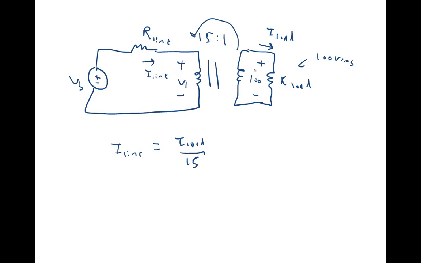You could also reflect this load impedance across the transformer and then have I line times the total impedance, which in that case would be R line plus N1 over N2 squared times the R load. So either way will then give you the Vs.